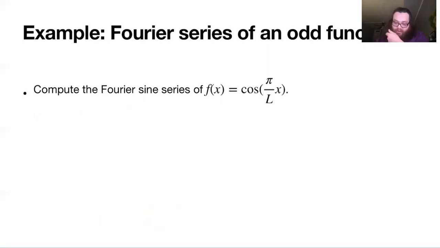Okay, so let's look at one more example. Here, we want to compute the Fourier sine series of the function cosine of pi over L x, which already is interesting. When we compute Fourier series, we usually have a sine series or cosine series. But here we're saying, take one of the terms in your cosine series and decompose it in terms of sine terms.